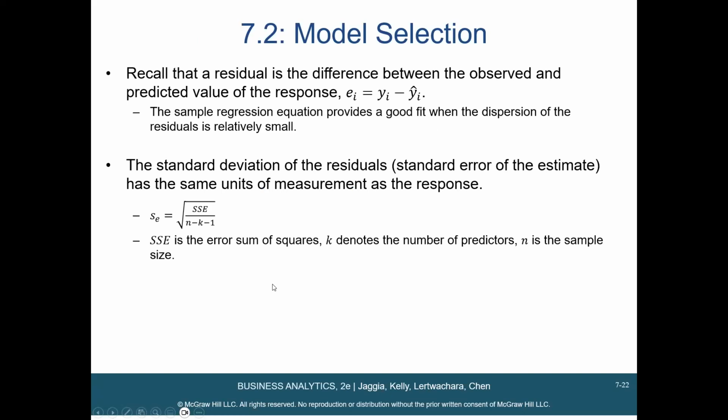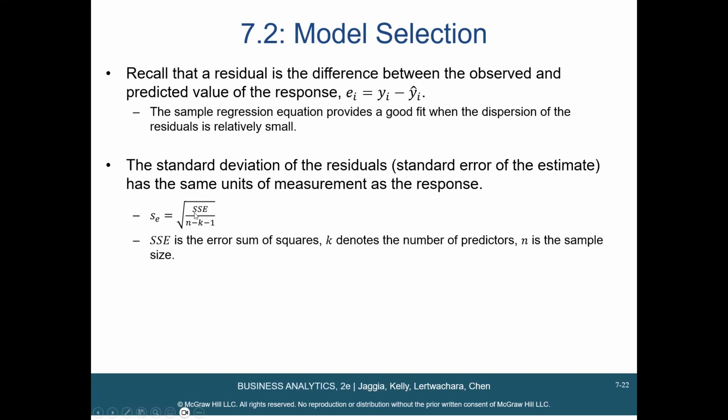The first one we're going to talk about is the standard error. Recall, a residual is the difference between the observed and the predicted value of the response. It's the vertical distance that the point is off the line. And we want this to be as small as possible. We would say that the line is fitting the data very well if the errors are small.